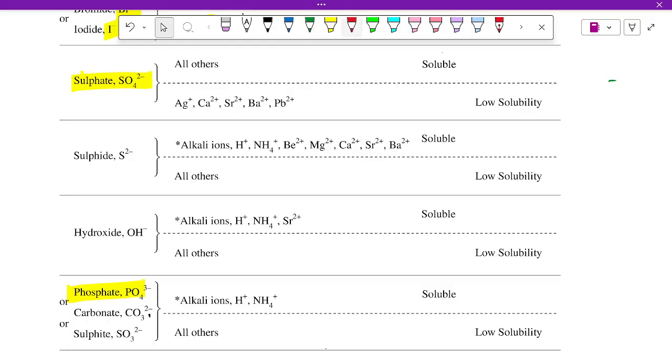Calcium, let's try that. Calcium will precipitate sulfate. Will calcium precipitate with phosphate? Is calcium an alkali ion? No. So calcium goes here. Will calcium precipitate with phosphate? Yes. So it precipitates with sulfate and it precipitates with phosphate. So that is not a good choice because it precipitates with both. We cannot distinguish between them.